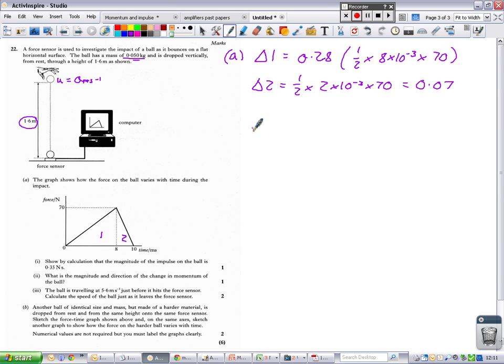And the total area will be equal to your impulse. So that's 0.28 plus 0.07 gives you 0.35 Newton seconds. So anytime you've got a force time graph given in an impulse question, just go straight ahead and figure out the area underneath the graph. That's the easiest way to do it, rather than to think about calculating how fast this might be going when it hits the ground.